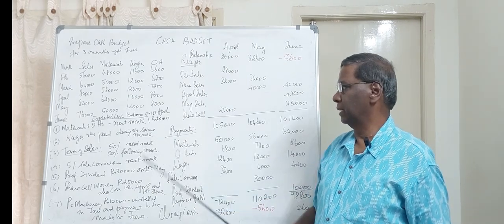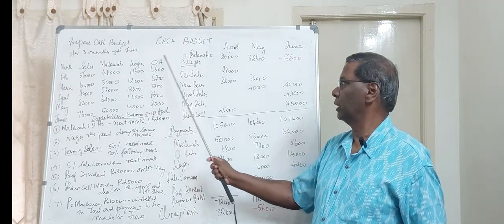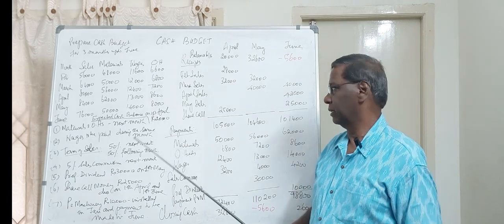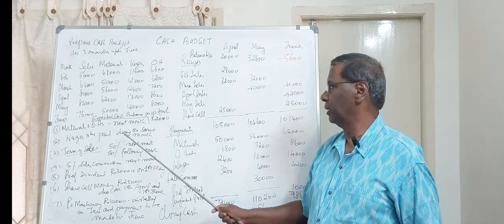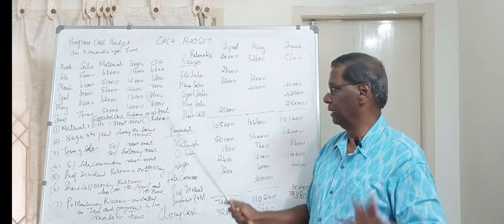Then there are some conditions, some terms. Materials and overheads are to be paid in the next month, not in the same month. Wages are to be paid in the same month in which they are incurred.